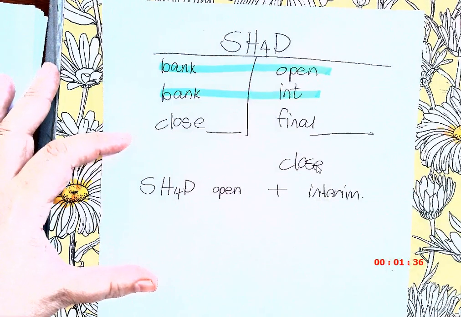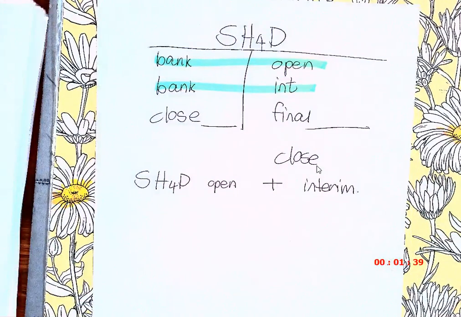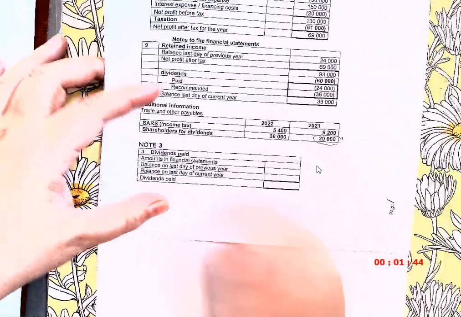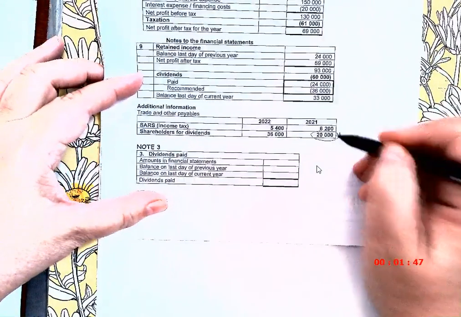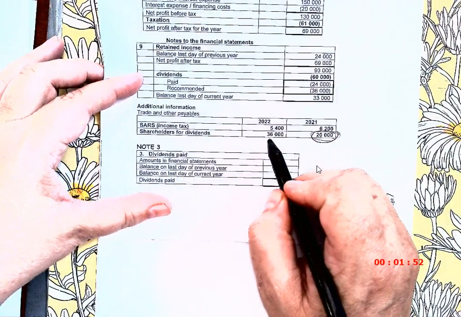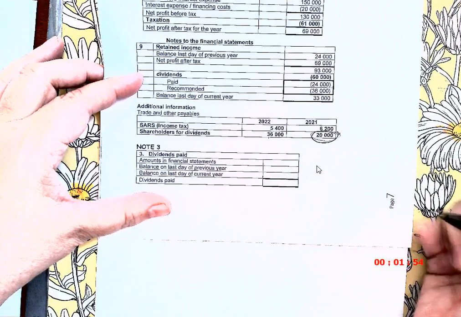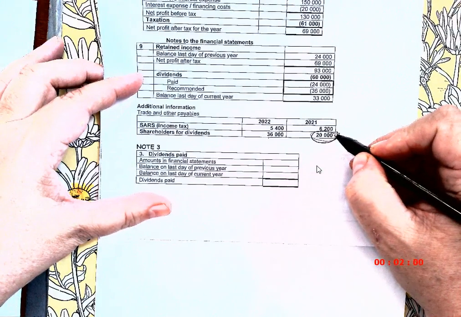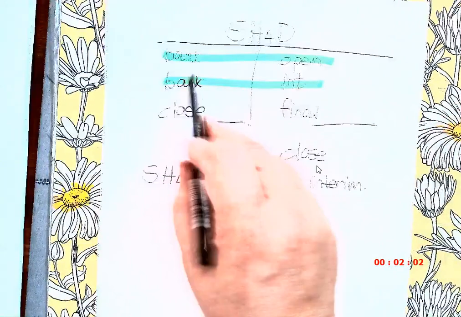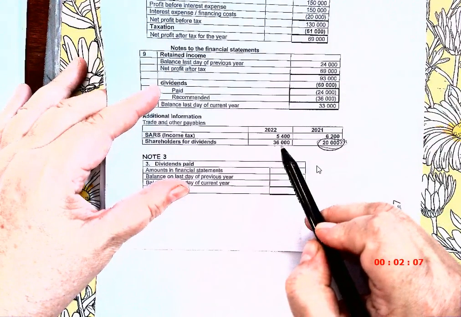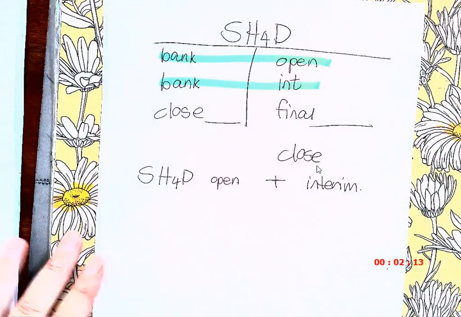Now, can you also see if they give it to me here like this? Shareholders for dividends. Can you see there's my opening? There's my closing. What is my closing? Oh, my closing is my final. Can you see that is the final of last year that we didn't pay? And now we pay it. This is the final of this year that we didn't pay. When will we pay it? Next year.